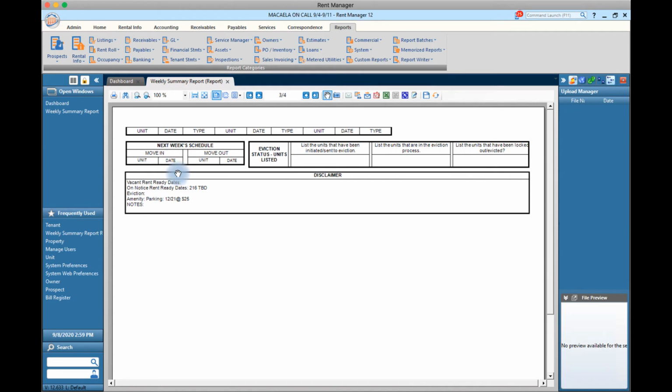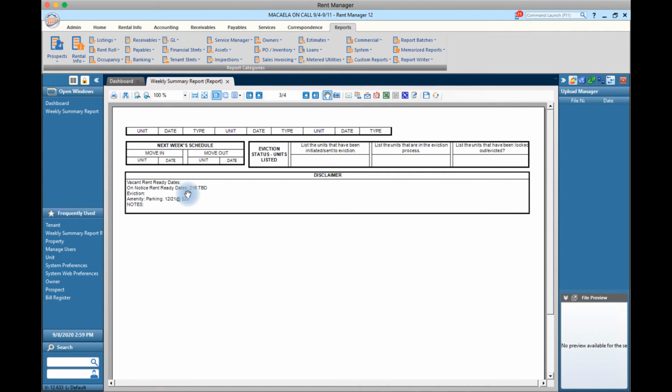So why we put this here is to notate when these units are going to be rent ready. So when these units are going to be available for someone else to come in and move into the unit. Just because, like I mentioned before, just because a unit is vacant doesn't mean that it's necessarily ready to be leased.